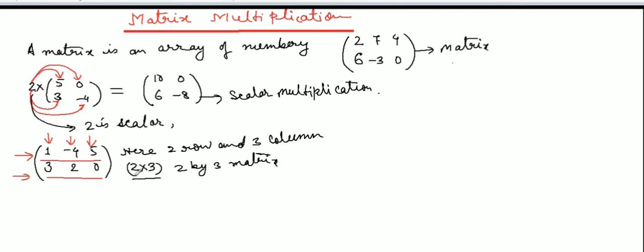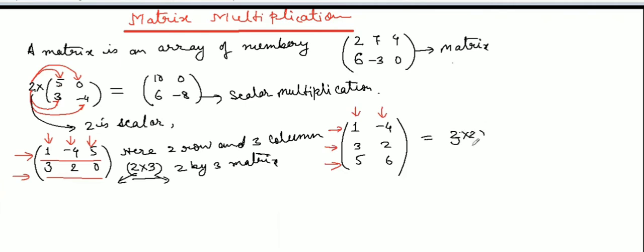2 by 3 matrix means this number represents rows and this number represents columns. So this way is the row and this is your column. If I write it down here, let's take 1, 3, 5, minus 4, 2, 6. Can you see here? This is 1, 2, and 3 rows and this is 1 and 2 columns. So we'll write it down: this one is a 3 by 2 matrix. 3 represents rows and 2 represents columns. So this is a 3 by 2 matrix.